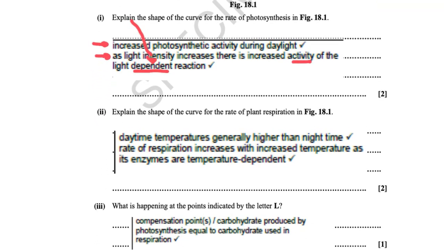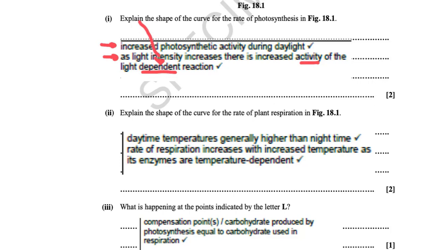Explain the shape of the curve for the rate of plant respiration. Well, during the day it's generally warmer, so the temperatures increase, and the rate of respiration increases with the increased temperature. And then the explain part is that respiration is an enzyme controlled reaction, that the Krebs cycle is controlled by enzymes, and that those enzymes are affected by temperature. So as you increase the ambient temperature, the rate of respiration will increase during the day.